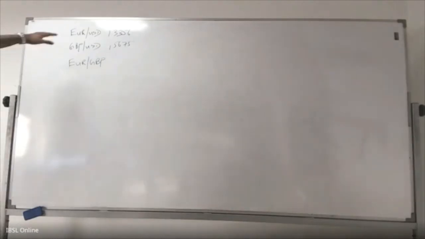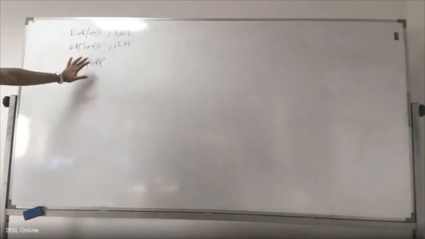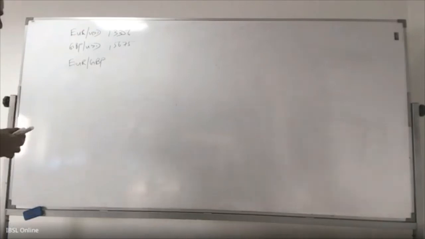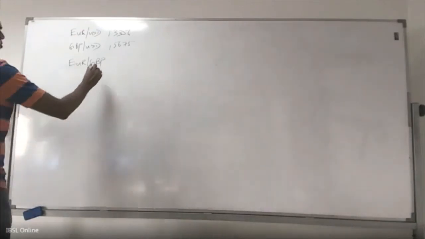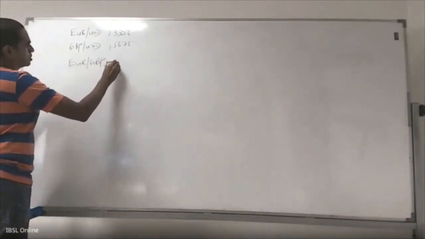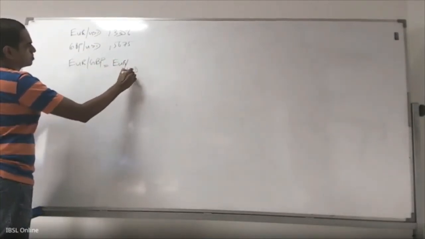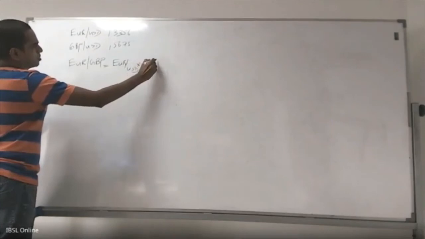You have been given euro dollar and sterling dollar, and asked to calculate euro sterling. So, what have you got to do? You need to get the dollar also in between somewhere. So, you put the dollar in between, euro dollar and dollar sterling.